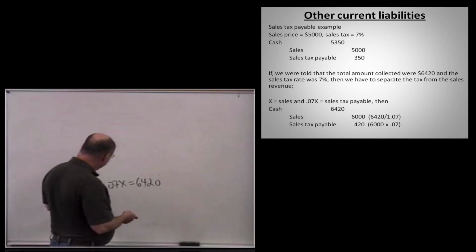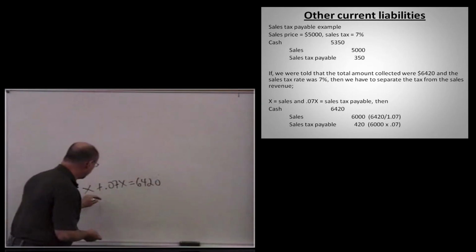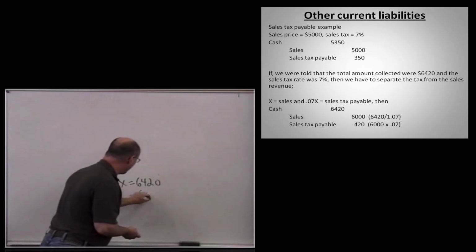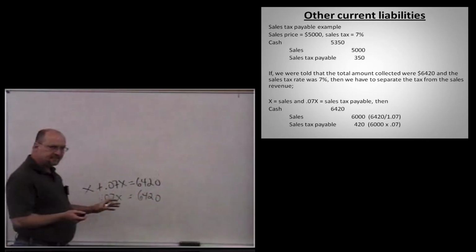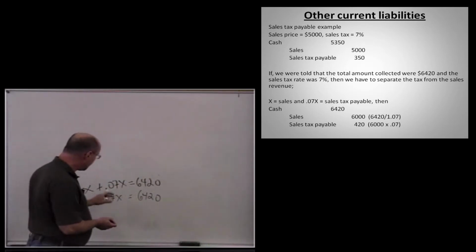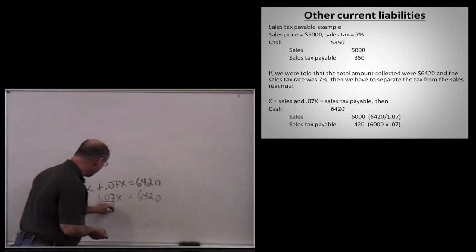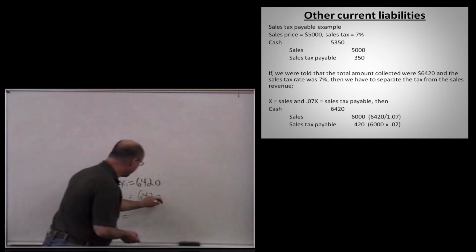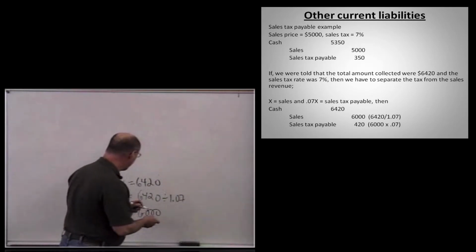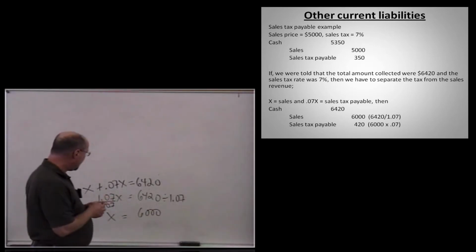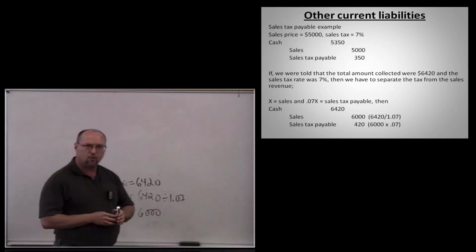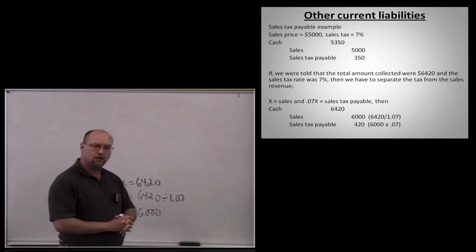Okay, and so X and 1X are the same thing. So this comes to 1.07X equals 6,420. And to isolate X, we simply divide both sides by 1.07. So when we divide this by 1.07, we get X. We divide this by 1.07, and the sales was $6,000. If we multiply 6,000 times 0.07, we're going to get $420, and then we can reconstruct our journal entry.